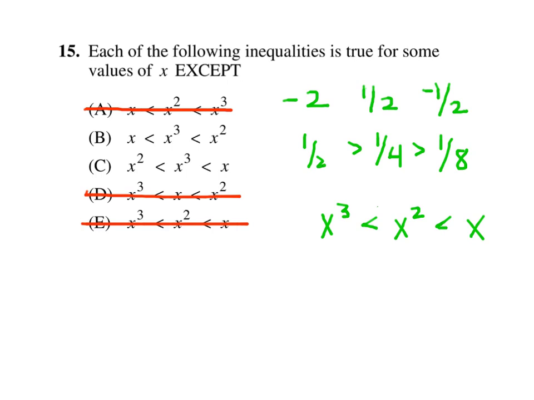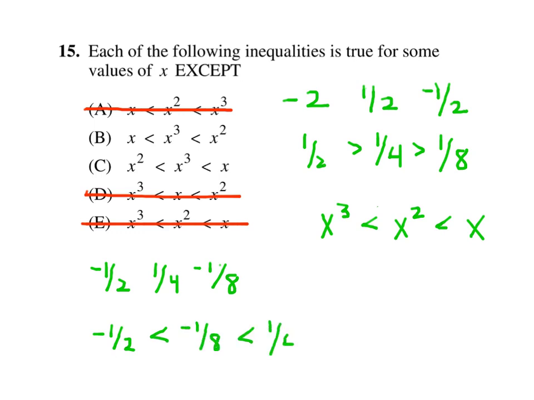Finally, with -1/2, we're going to have -1/2, 1/4, and -1/8. Putting those in order will be -1/2, smaller than -1/8, smaller than 1/4. Looks like x smaller than x cubed, smaller than x squared. And finally, that eliminates answer choice B, leaving answer choice C.